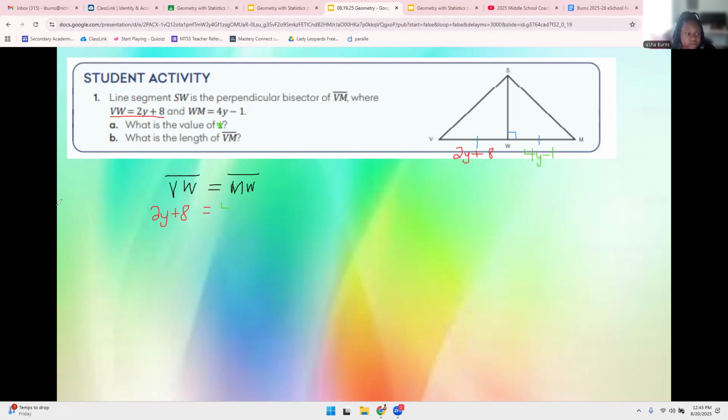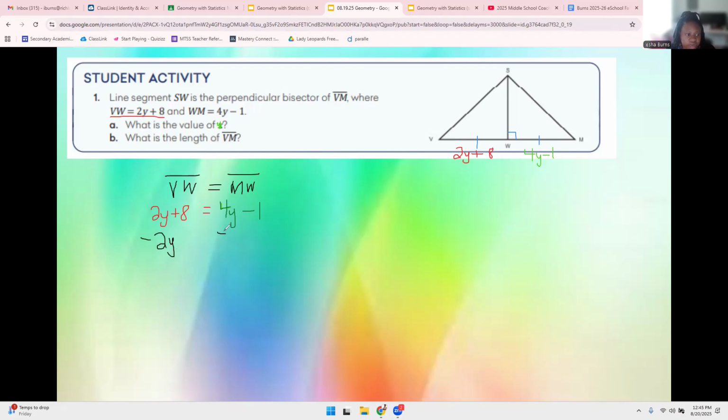I got to switch colors. Let me see how the dark green looks. Okay, that's better. 4y minus 1. So from there, we're going to solve it out for y. I really hope you know how to solve the equation, but if you don't, remember you can always graph it. I'm going to solve it by hand.